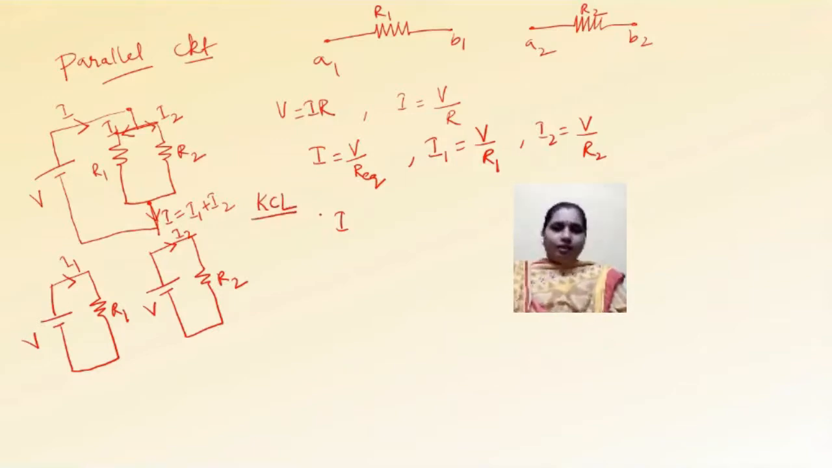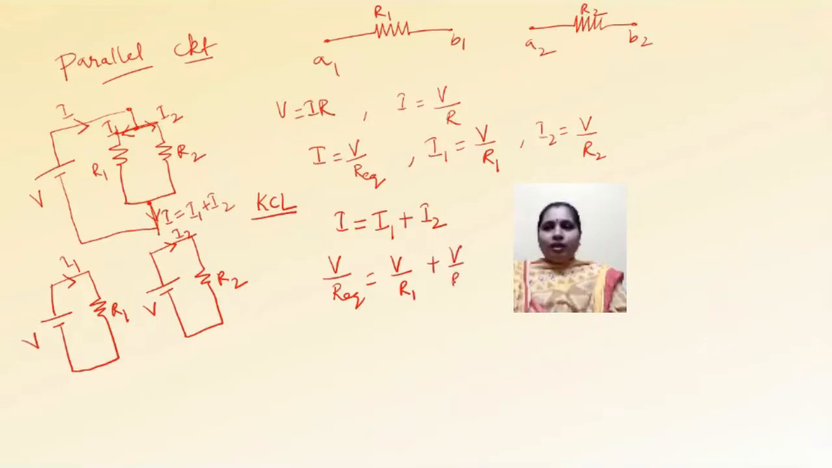It states that the algebraic sum of the currents entering the node is equal to the algebraic sum of currents leaving the node. That means, what is the current entering the node? It is I. What is the current leaving the node? It is also I, which is the combination of I1 and I2. Now you write this equation. So V by R equivalent equals V by R1 plus V by R2.